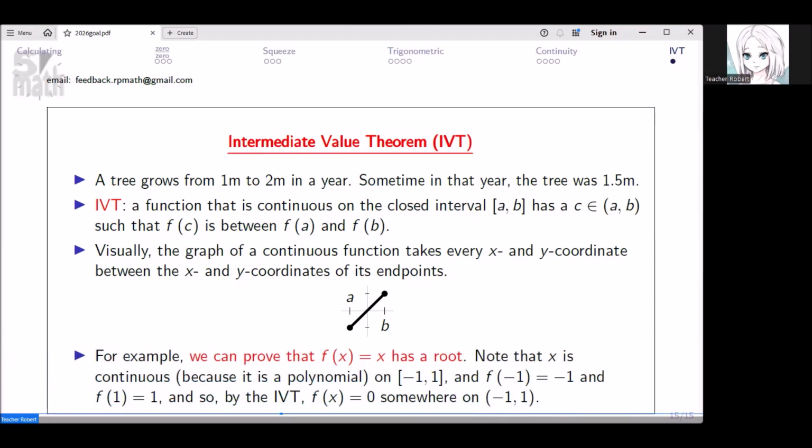For example, we can prove that f of x equals x has a root. Note that x is continuous, because it's a polynomial, on interval -1 to 1, and f of -1 equals -1, and f of 1 equals 1. And so, by the intermediate value theorem, f of x equals 0 somewhere on -1 to 1.